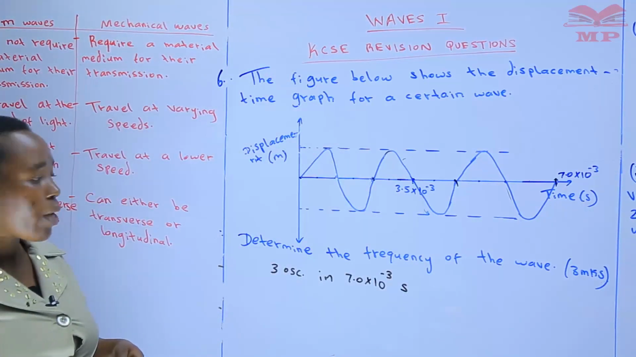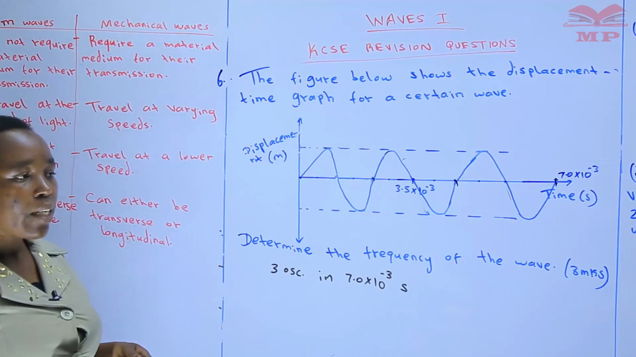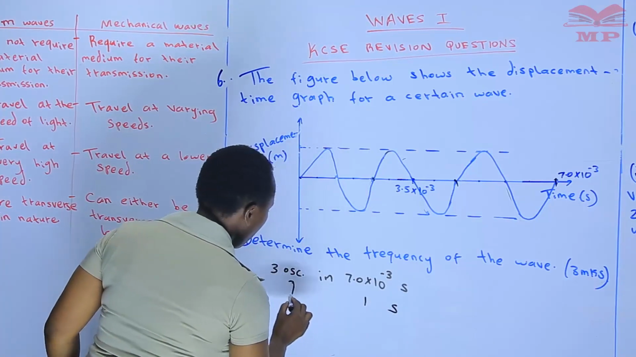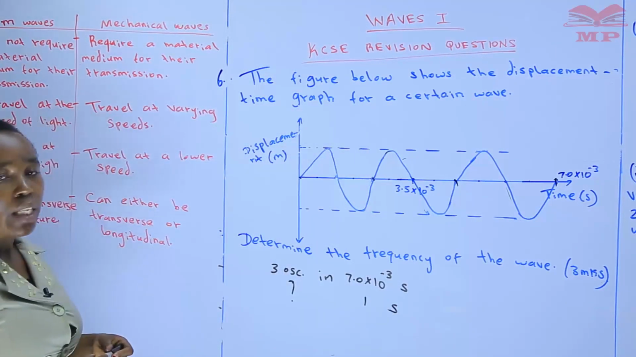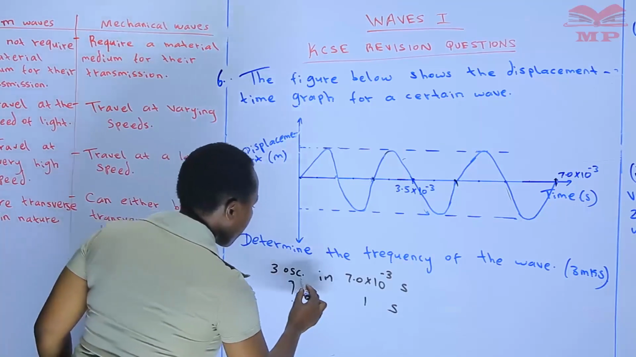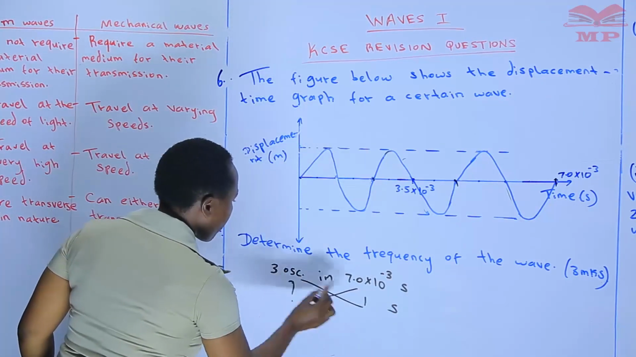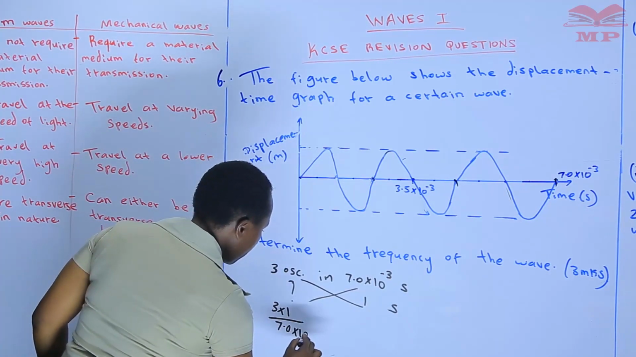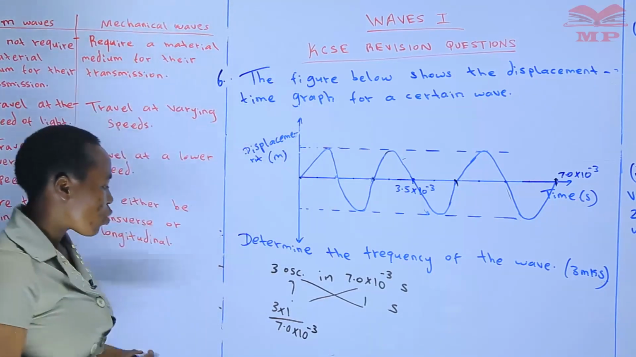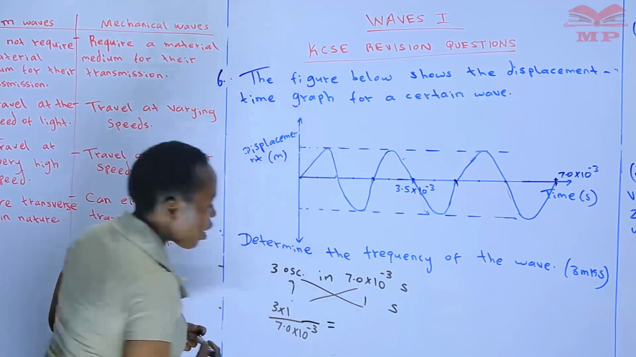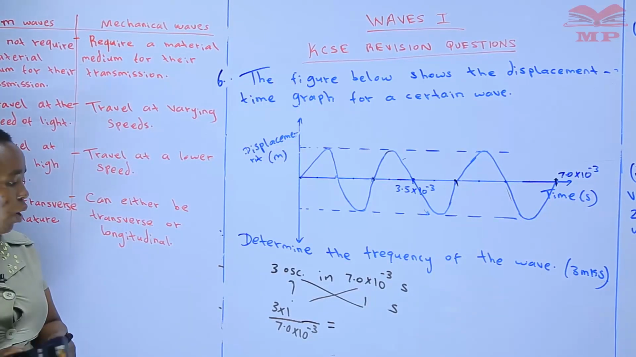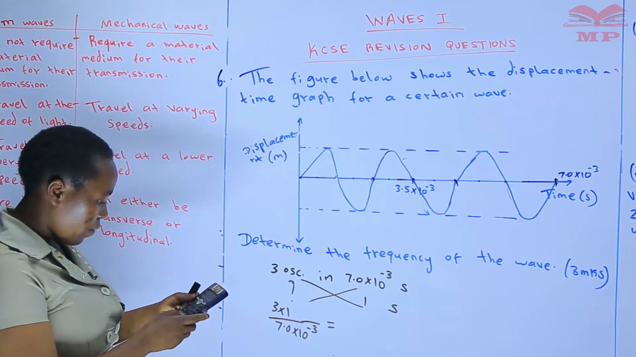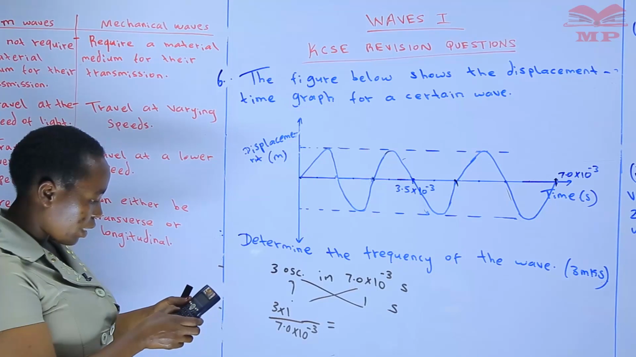And now that we know frequency is the number of oscillations in 1 second, we ask ourselves, what about in 1 second? How many complete oscillations are we going to have? And that will be our frequency. So we are going to have 3 times 1 divided by 7.0 times 10 power negative 3. So we can calculate this using your calculator. So we are going to have 3 divided by 7 times 10 power negative 3.